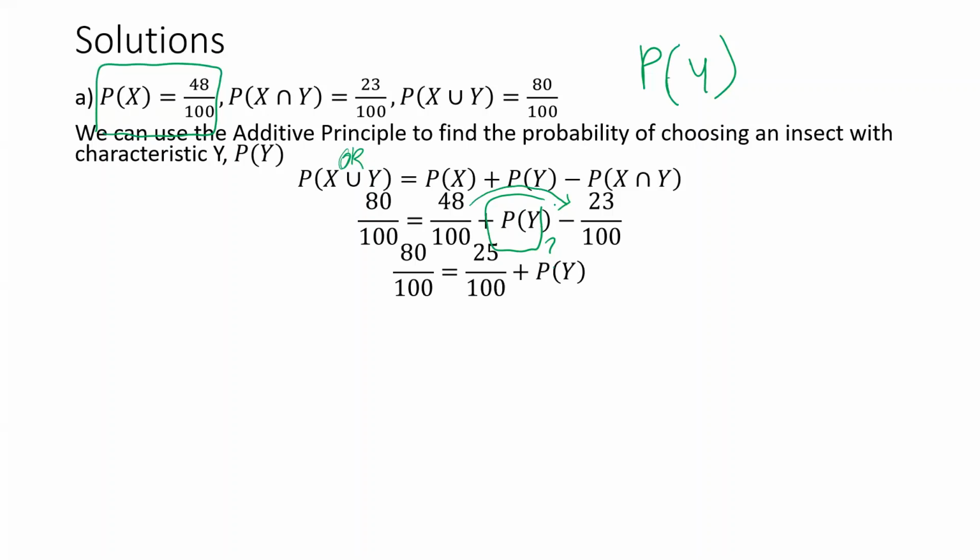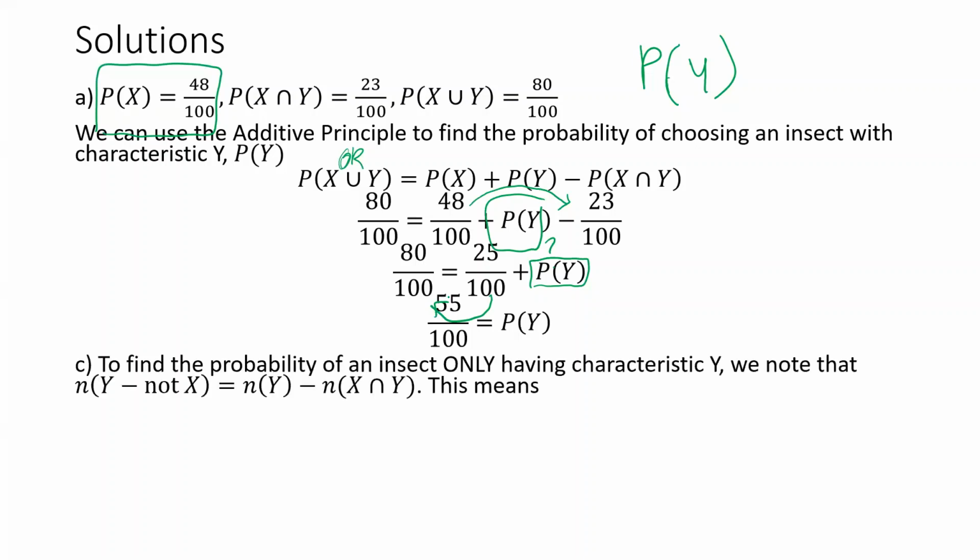Now our next step is to simply isolate the probability of y. So we're just using a little bit of algebra here. If we want to isolate the probability of y, we need to bring the 25 over 100 over to the other side. So we subtract off 25 over 100, which gives us 55 over 100, and that means that the probability of y is 55 over 100.